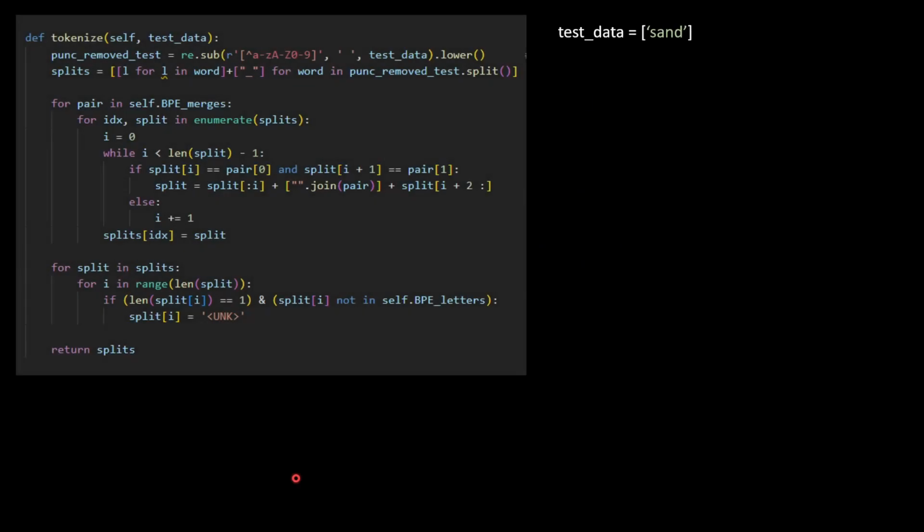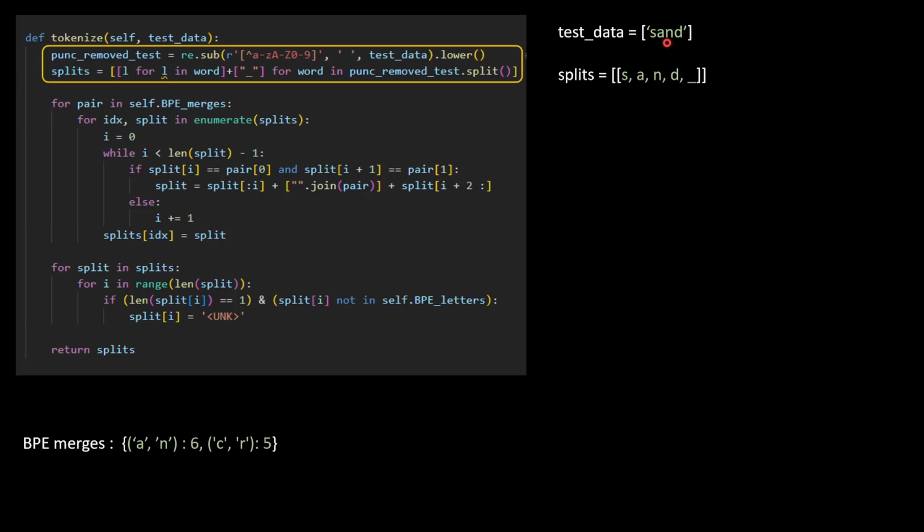Now let's go and see how to use this vocab that we have prepared in the fit method to tokenize the unseen data. So this is the tokenization function. We are going to take a test data which is sand. So we'll just take one word and see how the algorithm is performing. The initial phase is basically the same. We are going to normalize sand, and then split it into letters and add a small underscore at the end to signify the end of the word.